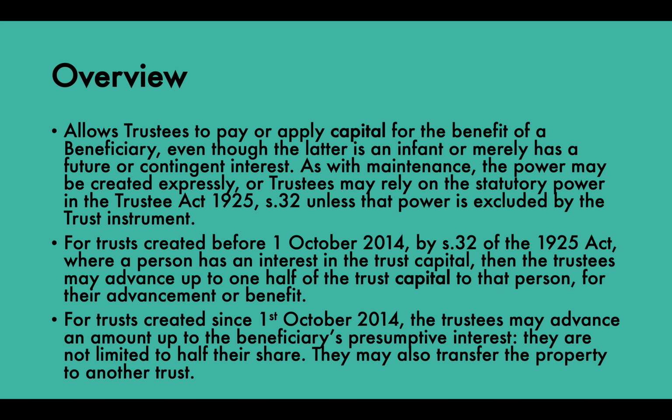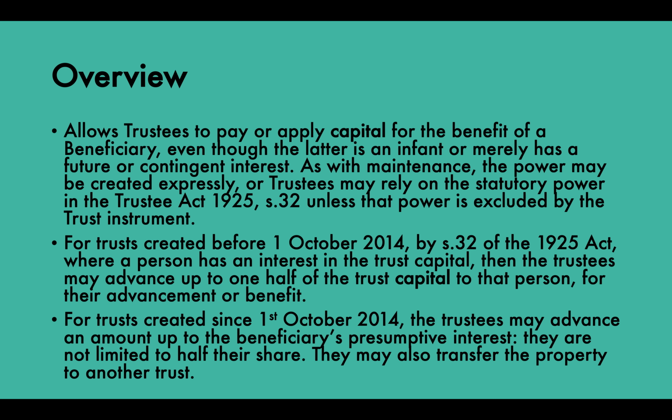So this allows trustees to pay or apply capital for the benefit of a beneficiary, even though the latter is an infant or merely has a future or contingent interest. As with maintenance, the power may be created expressly, or trustees may rely on the statutory power in the Trustee Act 1925, section 32, unless that power is excluded by the trust instrument.